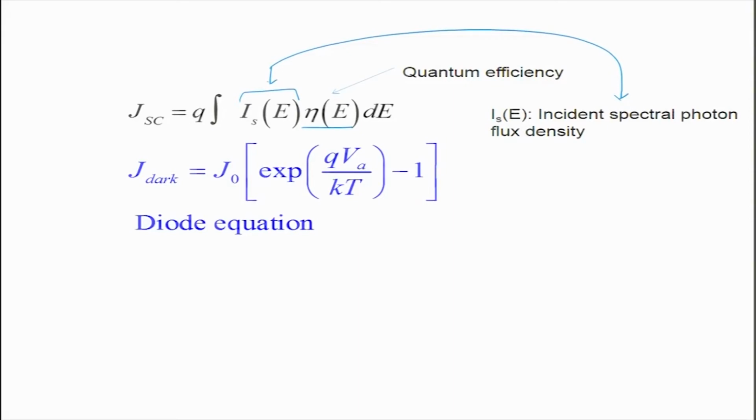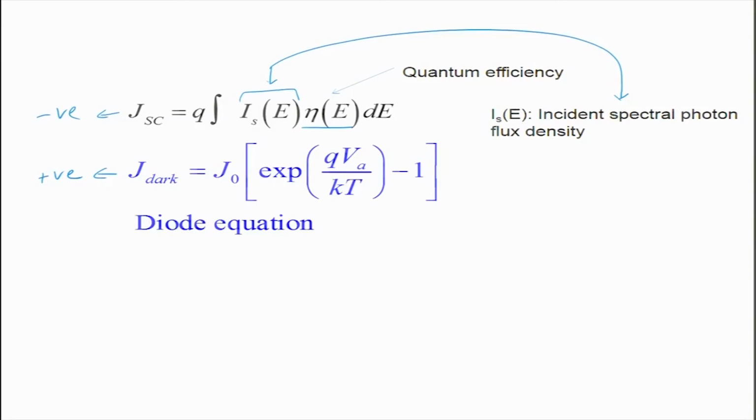And the dark current, as we have seen earlier, J dark is equal to J naught into exponential of QVA by KT minus 1, and this current, the dark current, is positive in nature. So, this current is negative in nature and this current is positive in nature at positive biases, and these two basically compete against each other to give you an IV curve that we obtain for a solar cell.